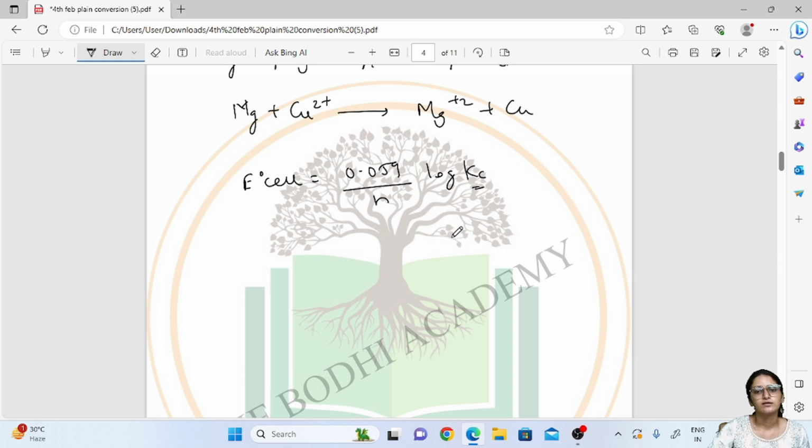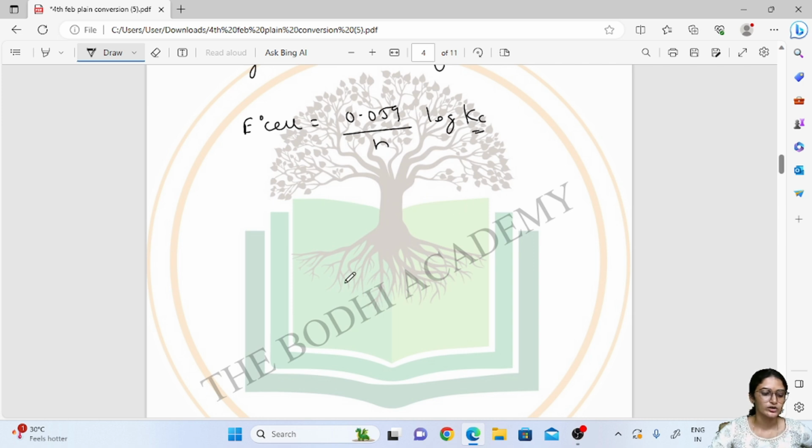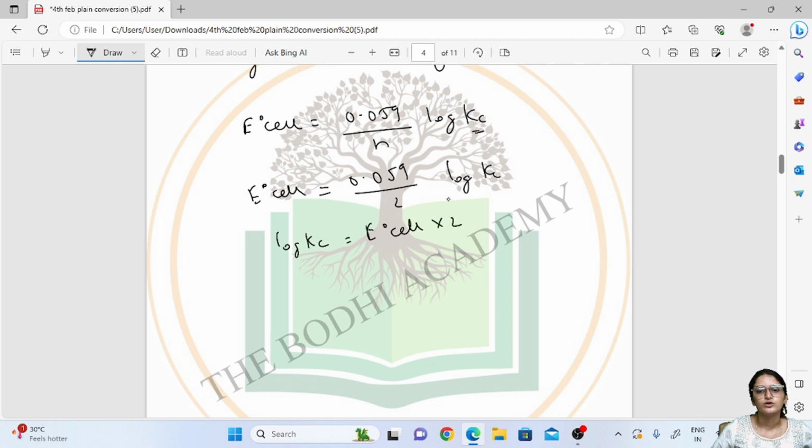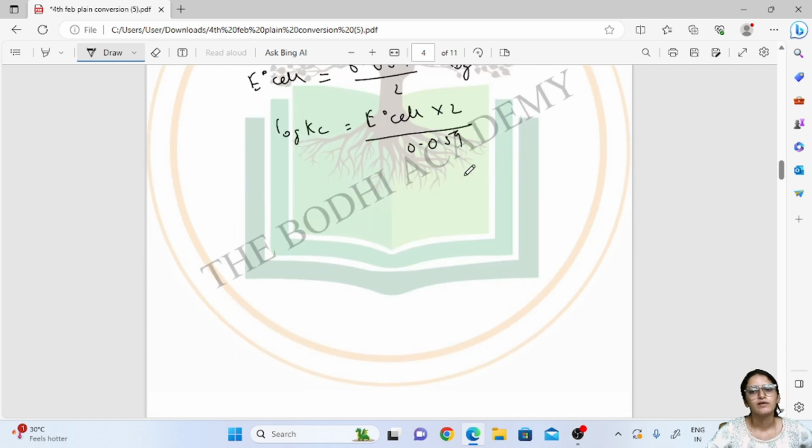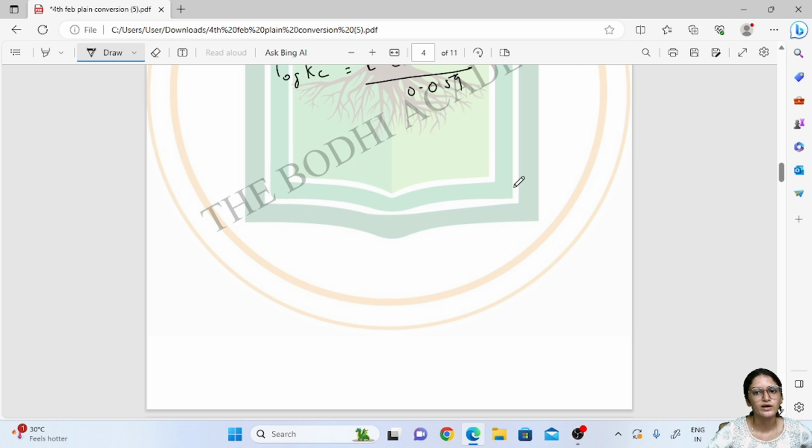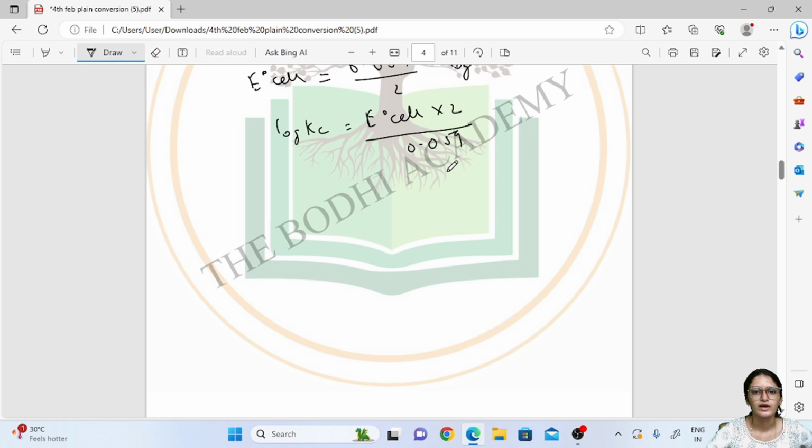Now how can we find the value for this? E naught of cell will already be given. If they have given the E naught of cell, you can put the particular value in. The n value is what? Here, how many ions are being exchanged? 2 ions, so the n value will be 2. So you can write 0.059 by 2 log Kc, and put the particular E naught cell value. Then we can write log Kc is equal to E naught of cell into 2 divided by 0.059. This will give us the answer for log Kc. After getting the answer for log Kc, we have to take the antilog, and then we will get the final answer. So this is the way to find the equilibrium constant for the reaction.